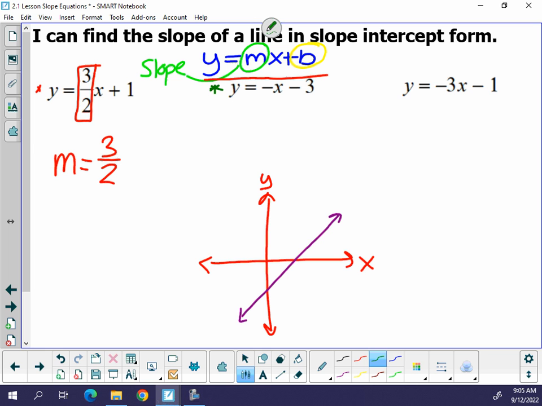For my next line, I'm looking at what's in front of x. Right now I just see a minus sign. If there's no number there, that means that it's 1. So my slope is -1. And for my last one, I'm just looking at the number in front of x. The number in front of x is -3, so my slope is -3.